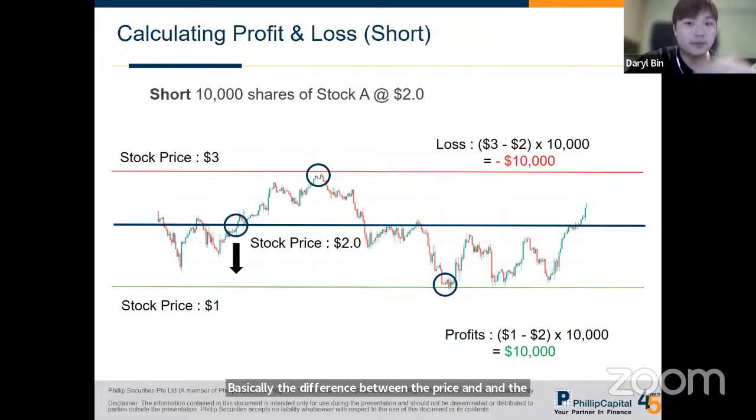Likewise, if we are in a short position, in order for us to profit, the stock must go down. So using the same example, if it goes up to $3, we will lose $10,000. Sorry, repeat. If it goes down to $1, we will profit $10,000. If it goes up to $3, we will lose $10,000. So literally the opposite of a long position.